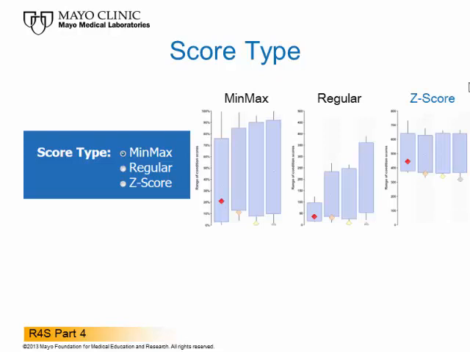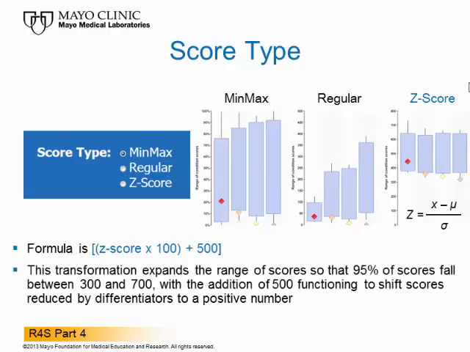The Z-score is based on the calculation patient value minus the average of a population divided by the standard deviation of a population. The Z-score is multiplied by 100 and a value of 500 is added. This transformation expands the range of scores so that 95% of them fall between 300 and 700. The addition of 500 shifts any score reduced by differentiator rules to a positive number.